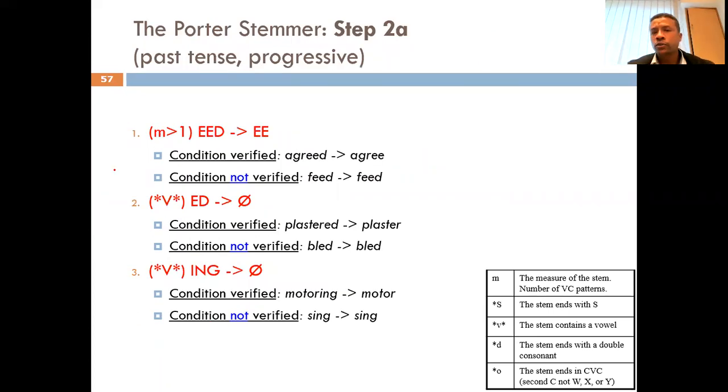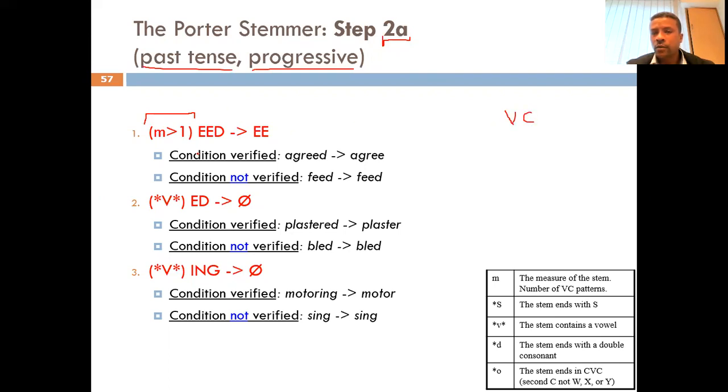Then if you go to step 2, the first option, 2A, as you can see, it is concerned about past tense and progressive form. Mind you, each of the rules, each of the steps are designed to tackle one type of morphological change on the word. So it is designed for past tense and progressive. And what it says is, have a look at this one. If M is greater than 1, what is M? M is the number of vowel consonant sequences, isn't it?